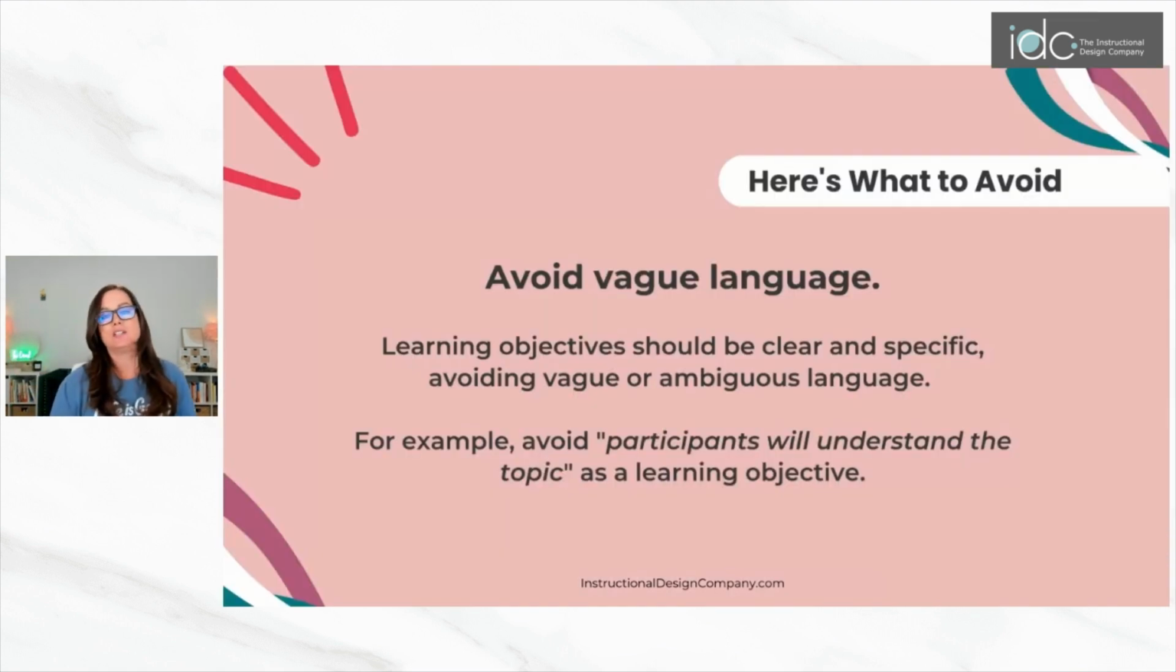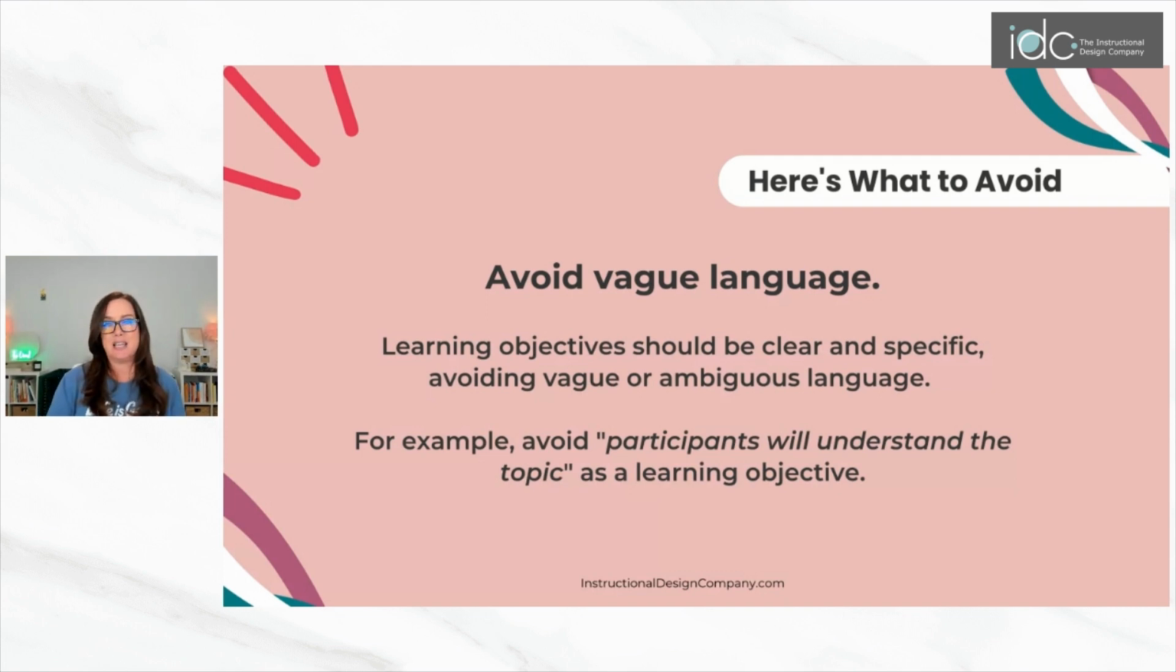Okay, so now let's talk about some things that you want to avoid whenever you are creating your learning objectives and your learning outcomes. You want to avoid vague language, right? Because we need our objectives and our outcomes to be both measurable and observable. So we want to avoid anything vague or anything that is ambiguous.